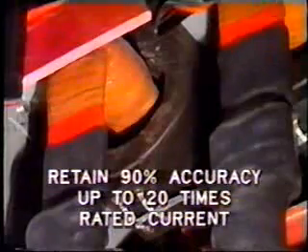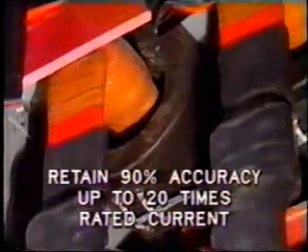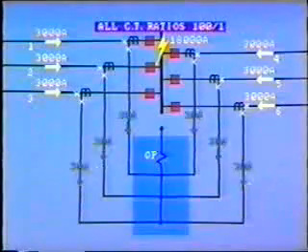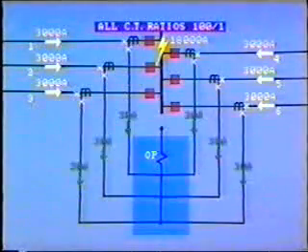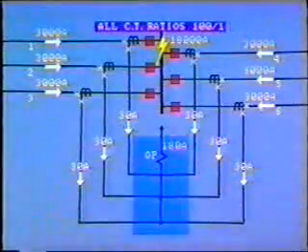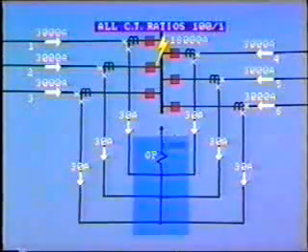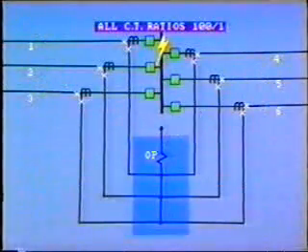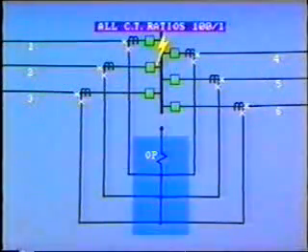You'll remember that protection-type CTs retain 90% accuracy up to 20 times rated current. These secondary currents are all additive, so we have 180 amps passing through the relay operating coil. This will operate and trip all of the bus breakers. This is correct for an internal fault.